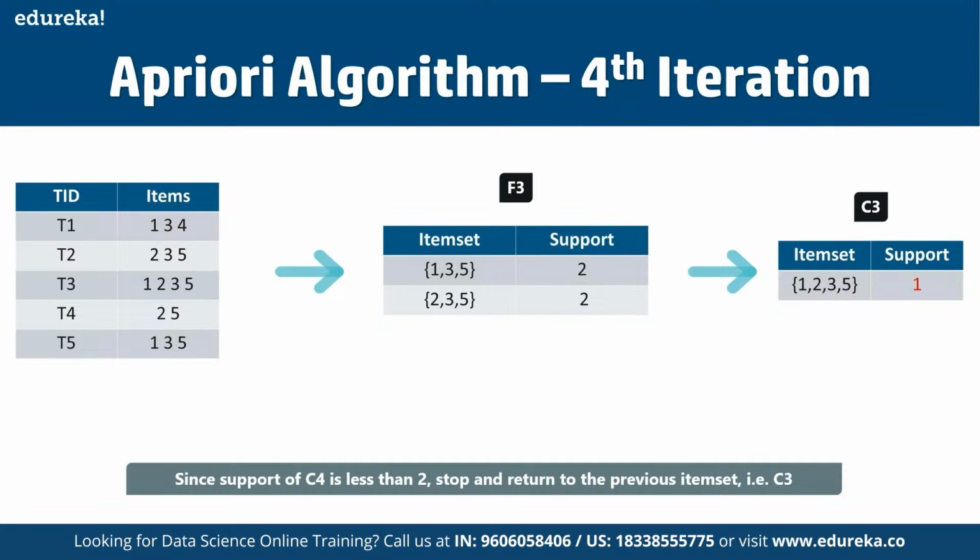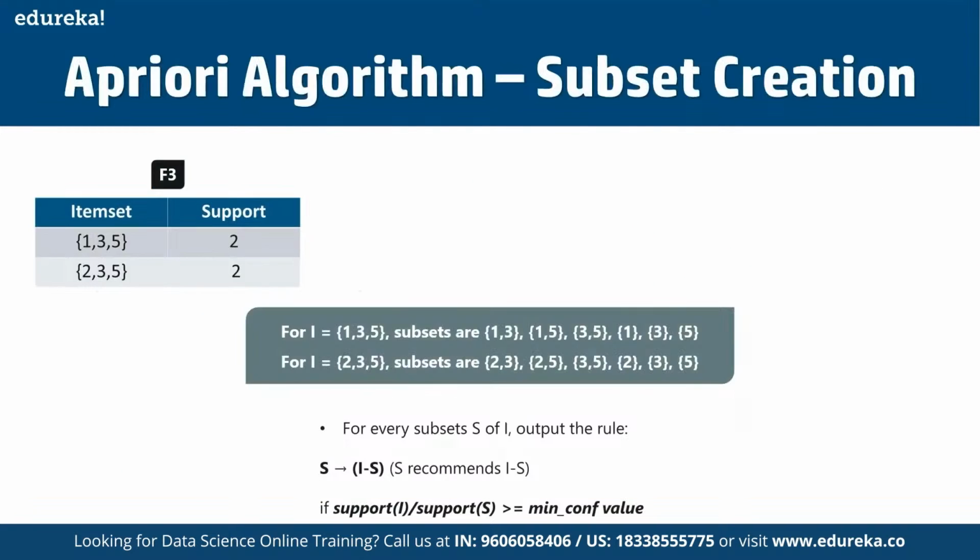So with F3, we get the following item sets. That means for 1, we have 1, 3, and 5, and subsets are 1 3, 1 5, 3 5, and 1 3 5. Whereas for the other item set we have 2, 3, 5, with subsets 2 3, 3 5, 2 5, and 2 3 5 itself. And for every subset of I, we have to define the output rule.